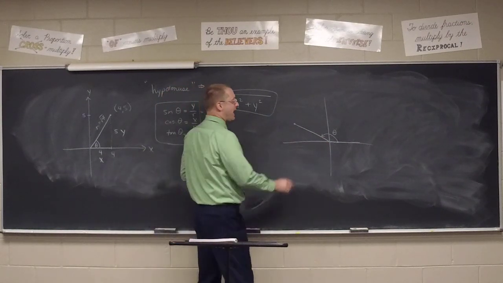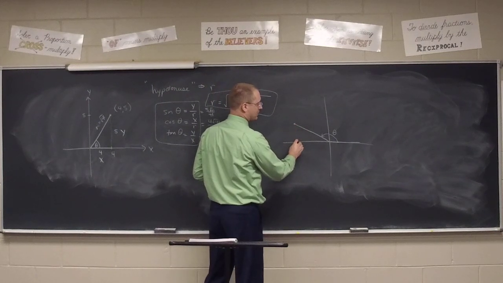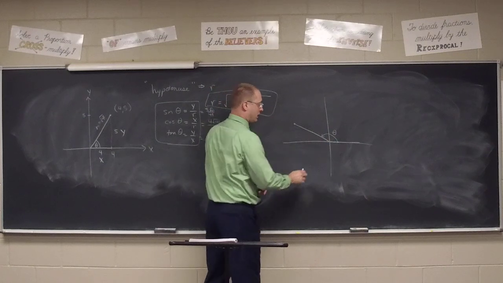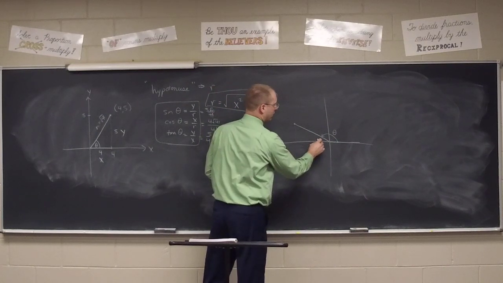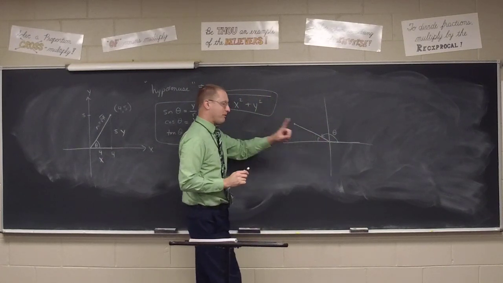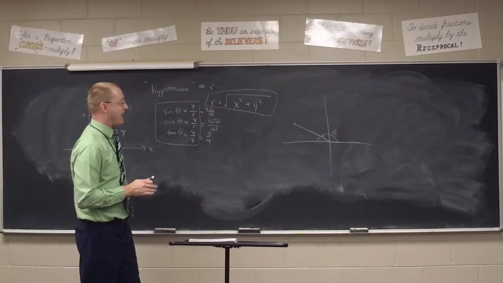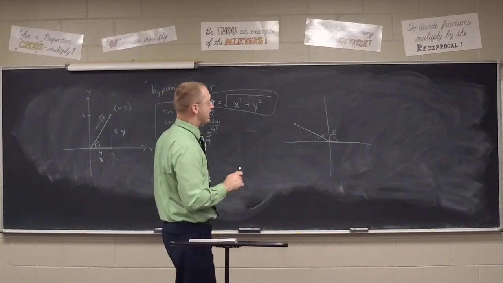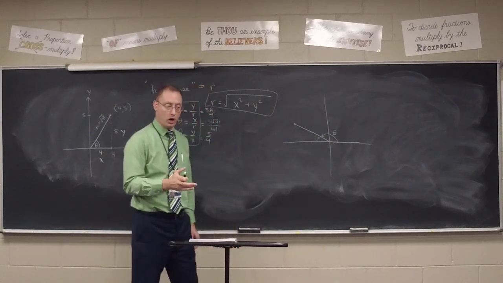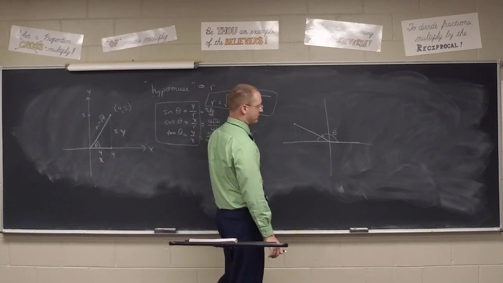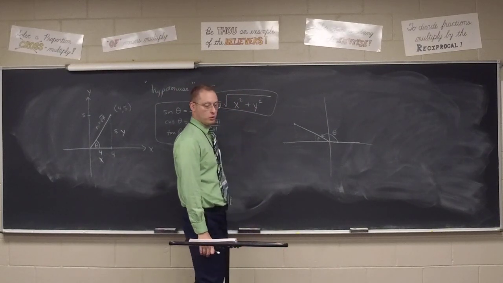But I can draw what's called a reference triangle that doesn't actually include the theta, but it includes a little angle, rho. This will be my reference angle. Write that down. For angles bigger than 90, use a reference angle, rho.